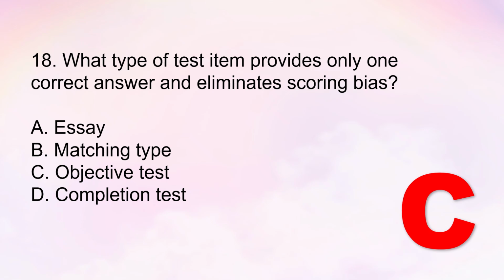Okay, for letter A, essay is wrong because essay answers are open-ended and subjective. For matching type, matching can still involve minor bias. So the best answer for this is objective test. While letter D is wrong because completion items can have vague answers if poorly written.